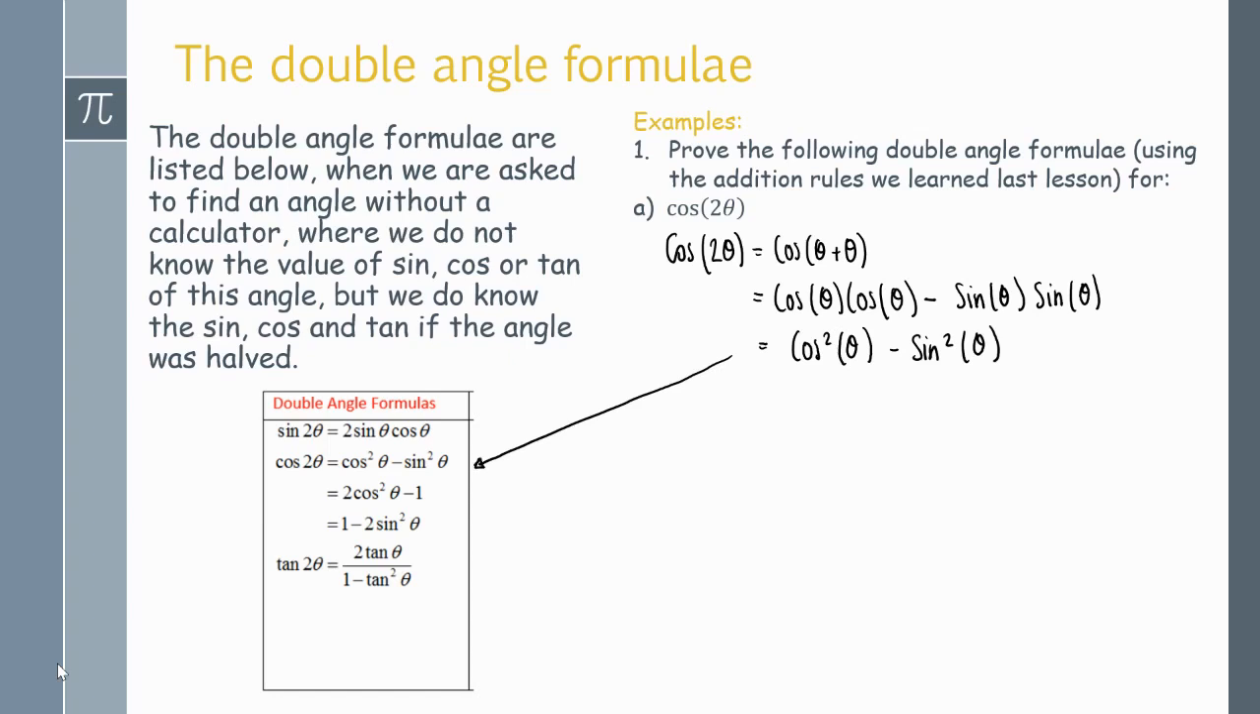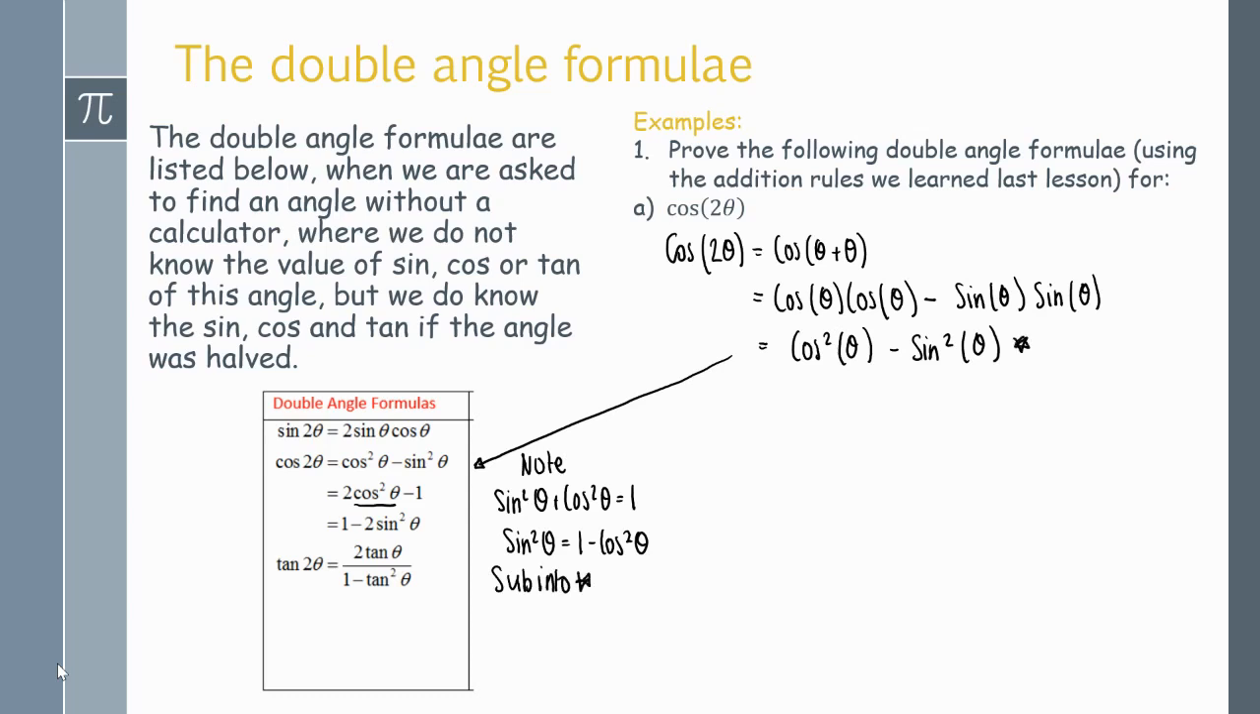Cos theta times cos theta is cos squared theta. Sine theta times sine theta is sine squared theta. And notice I've just proven the formula that cos 2 theta equals cos squared theta minus sine squared theta. But that's not the only way it could be presented. We also have that cos 2 theta equals 2 cos squared theta minus 1. Let's prove that using what we've got so far.